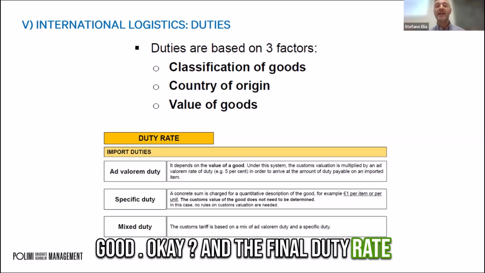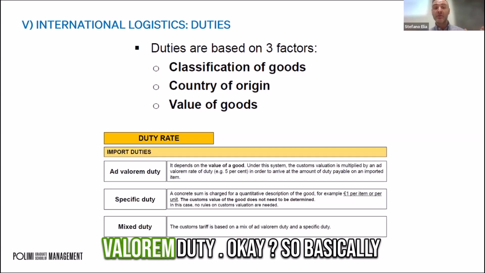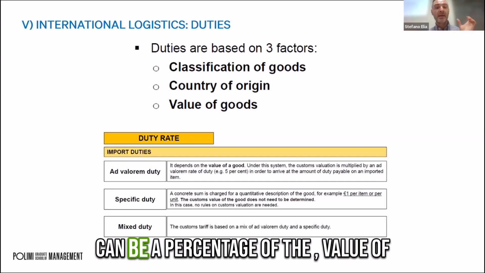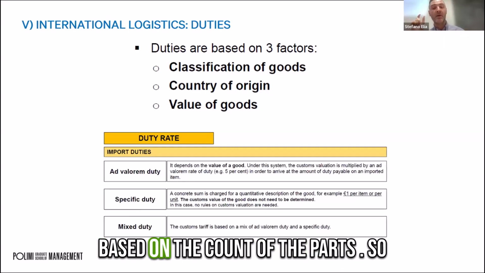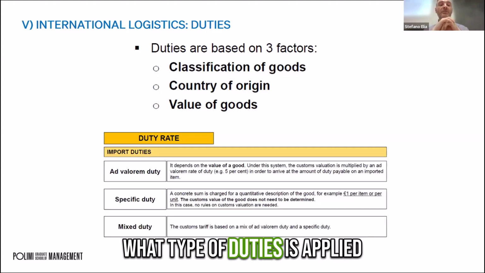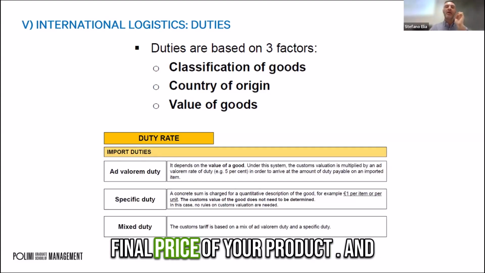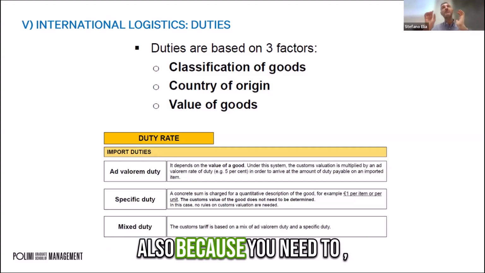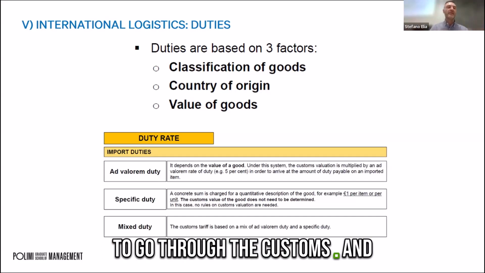And the final duty rate can depend on the ad valorem duty, okay? So basically it can be a percentage of the value of the products, can be specific based on the count of the products, or can be a mixed duty. So it is important that you understand what type of duty is applied, because you have to add it to the final price of your product. And also because you need to understand how much time you need to go through the customs.